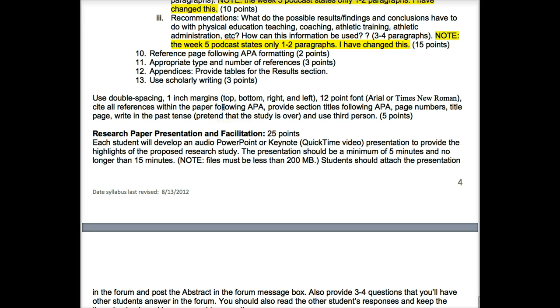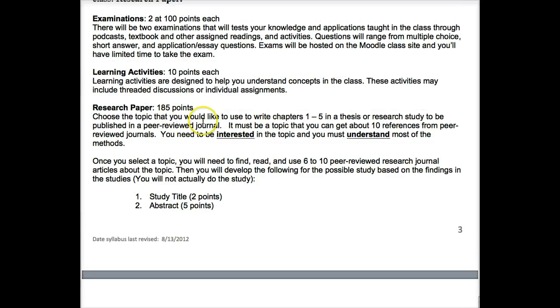Cite all your references within your paper. Your reference list and the sources that you cite in your paper should be the same. Provide section titles following APA. Provide page numbers, how I have it inserted down here. Provide a title page, write in the past tense because you're pretending that the study is over, and use the third person. No yous, yours, I, me, we. You take yourself completely out of this assignment. So this part of the assignment is worth 185 total points.